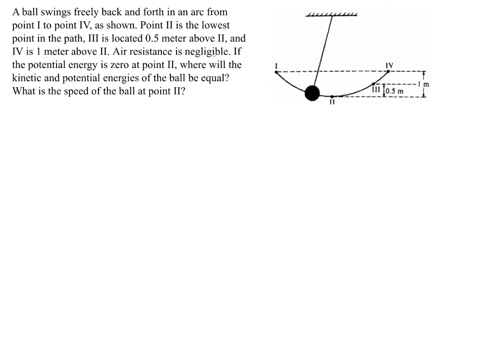Air resistance is negligible. If the potential energy is 0 at point 2, the base of the swing, where will the kinetic and potential energies of the ball be equal? What is the speed of the ball at point 2?